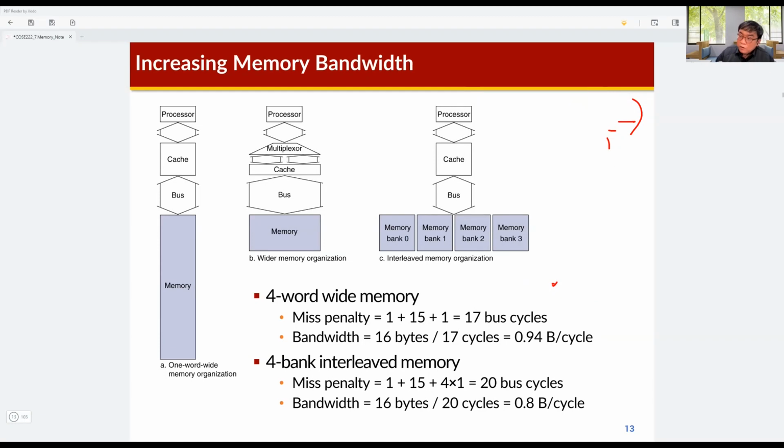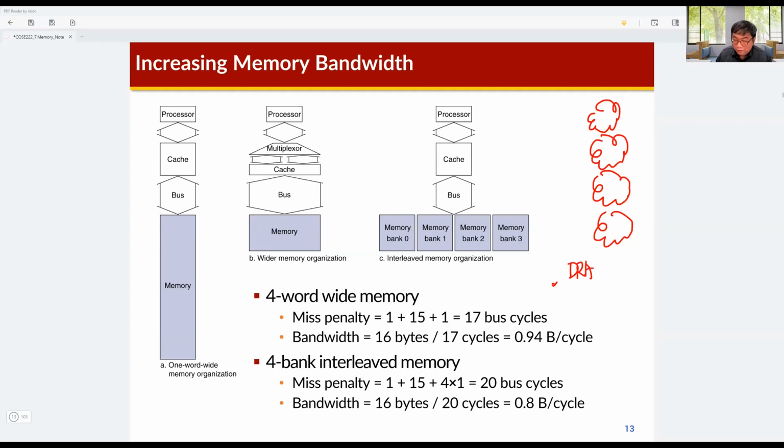This technique can also be applied to memory systems. I said that DRAM is very slow and the processor is very fast, but the processor needs to receive data from DRAM. How can we increase the performance? We can have many DRAMs, actually many DRAM partitions.